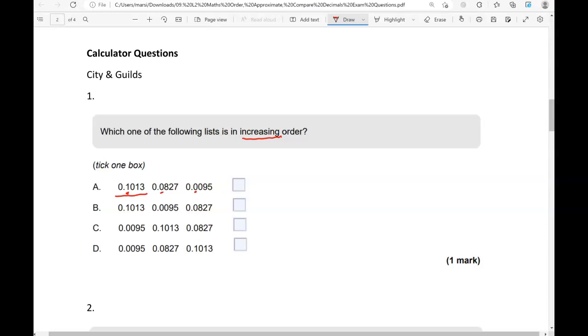Now we've got to compare these other two. As this first digit after the decimal point is 0 for both of them, that means we've got to focus on the second digit after the decimal point. So it's 8 and it's 0. As 8 is greater than 0, this is the greatest of the two. So 0.0095 is the smallest decimal out of the three. And we're starting with the smallest, so that should be the first one. And that's the first one in row C and D. Second number should be 0.08. And that's the case for D.